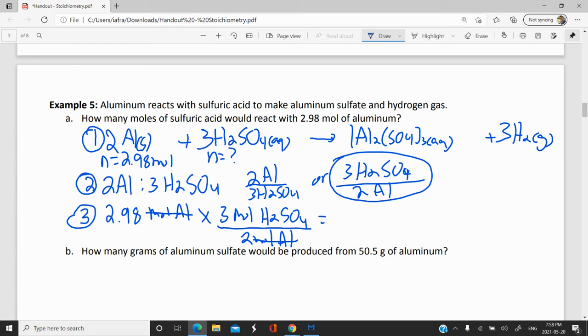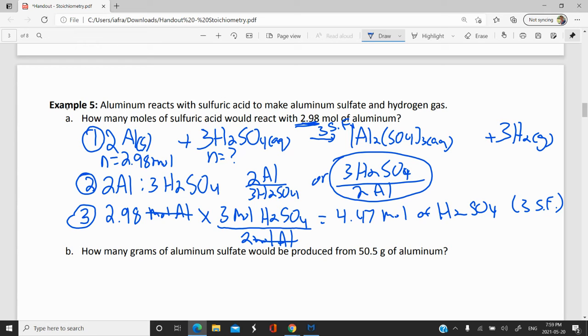So 2.98 times 3 divided by 2, and we get 4.47 moles of H2SO4. And that's 3 sig figs here, and then 3 sig figs over here as well. So that's good. And it's not really a measured value, so it doesn't matter too much, but we have 4.47 following the 3 sig figs there.